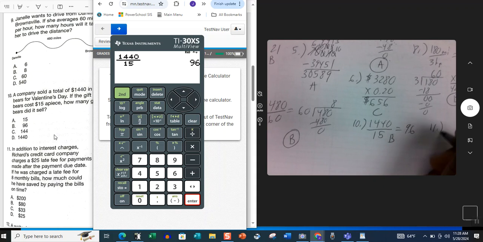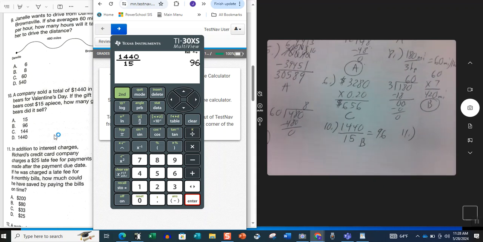All right, now we move on to problem 11. It says, in addition to interest charges, Richard Credit Card Company charges a $25 late fee for payments made after the payment due date. If he was charged a late fee for 8 monthly bills, how much would he have saved by paying the bills on time?